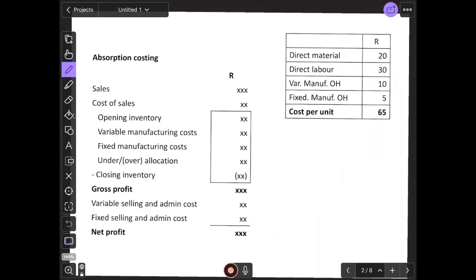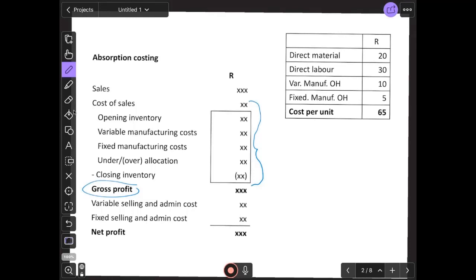Okay, so this is the format of absorption costing. So we start off with sales, because remember it's a profit calculation. And next, we show cost of sales to get to gross profit. So gross profit is not just some word. You have to know the word, and whenever you do absorption costing, you have to show the word gross profit for a mark. And what are all these costs?